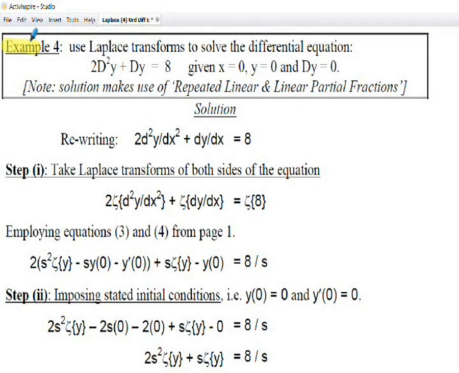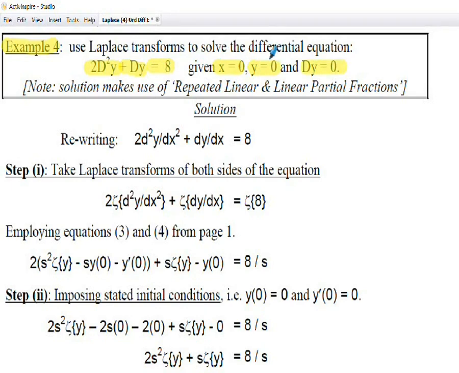On to example 4 now. We've got to solve this differential equation using the Laplace transforms. We've got a second order differential equation, 2 d2y by dx squared in shorthand notation, plus a dy, that's the first differential of y, and that is equal to 8. We're given again 3 boundary conditions, this time when x is equal to 0, y is equal to 0, and the first differential is equal to 0.